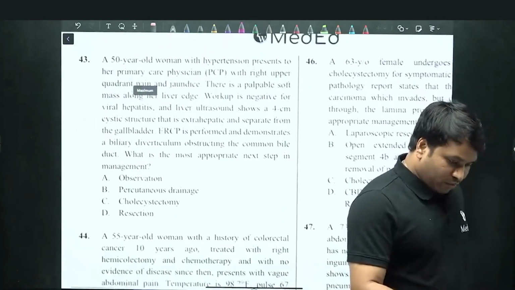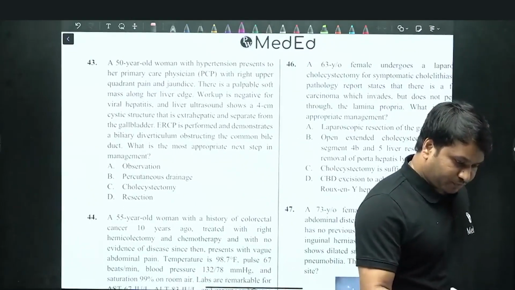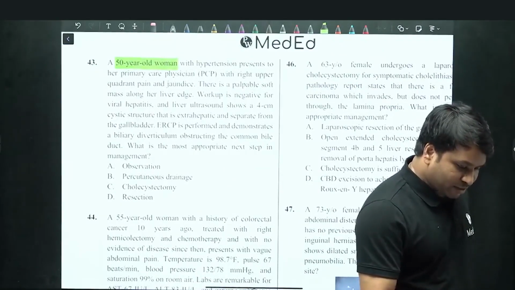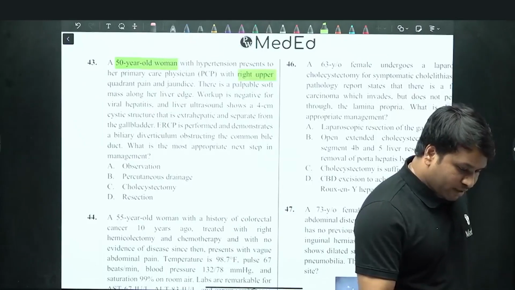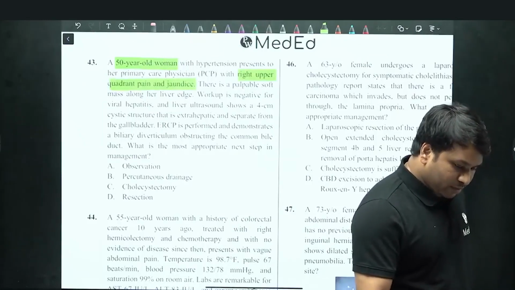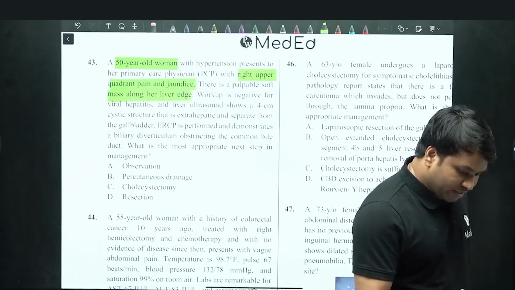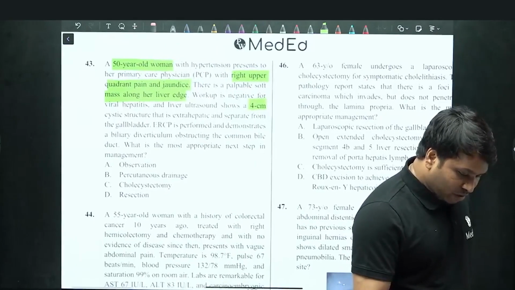Question number 43. What do you have? A 50-year-old woman, hypertensive, presents to you with right upper quadrant pain and jaundice. Palpable soft mass along the liver edge. Workup is negative for hepatitis. Ultrasound shows a 4 centimeter cystic structure in the extrahepatic region, separate from the gallbladder.